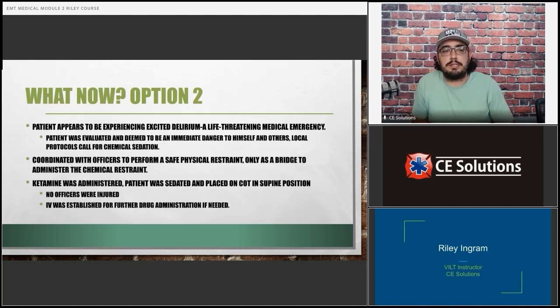When a patient appears to be experiencing excited delirium, it is clinically a life-threatening medical emergency. The patient was evaluated and deemed to be an immediate danger to himself and others, and local protocols call for chemical sedation at this point, right? We coordinated with the officers to perform a safe physical restraint only as a bridge to administer the chemical. Ketamine was administered. The patient was sedated and placed on the cot in a supine position. No officers were injured, and an IV was established for further drug administration if needed. Okay? What do you think is going to be the safer option here?